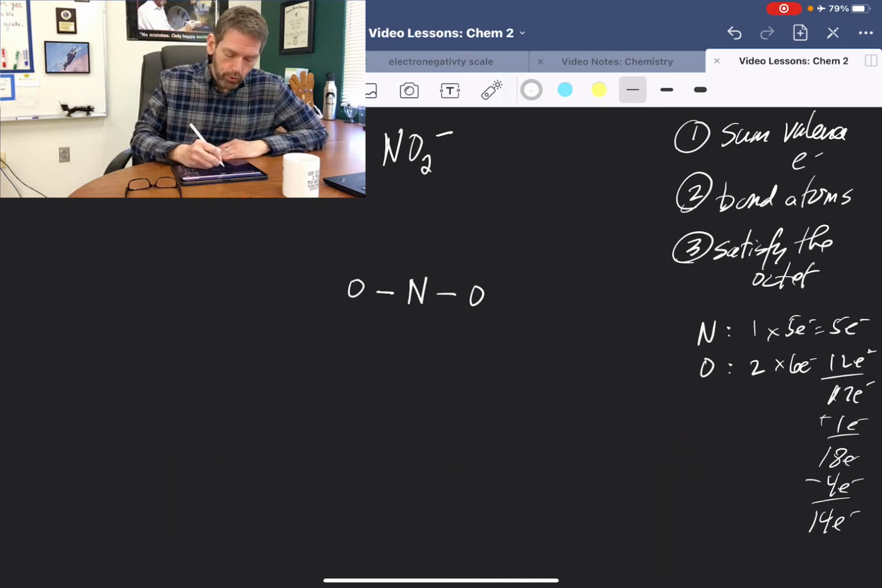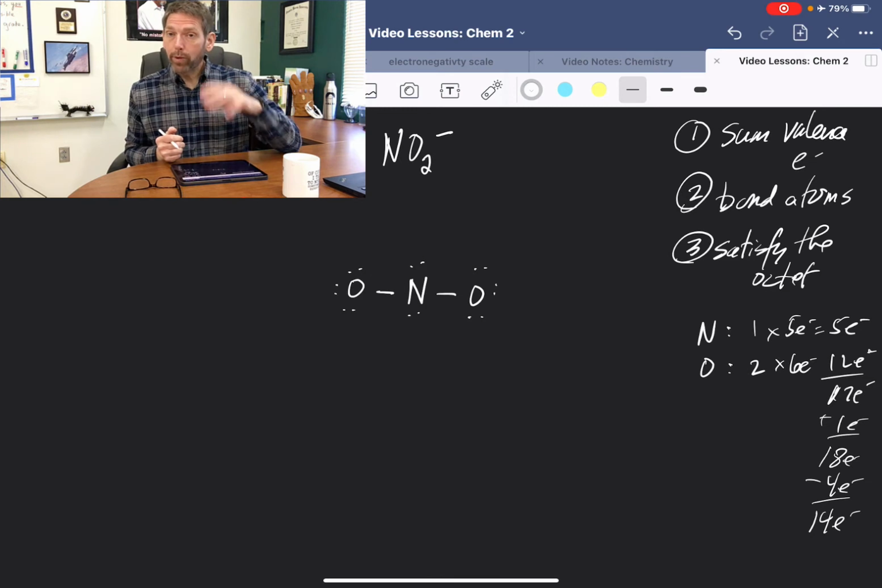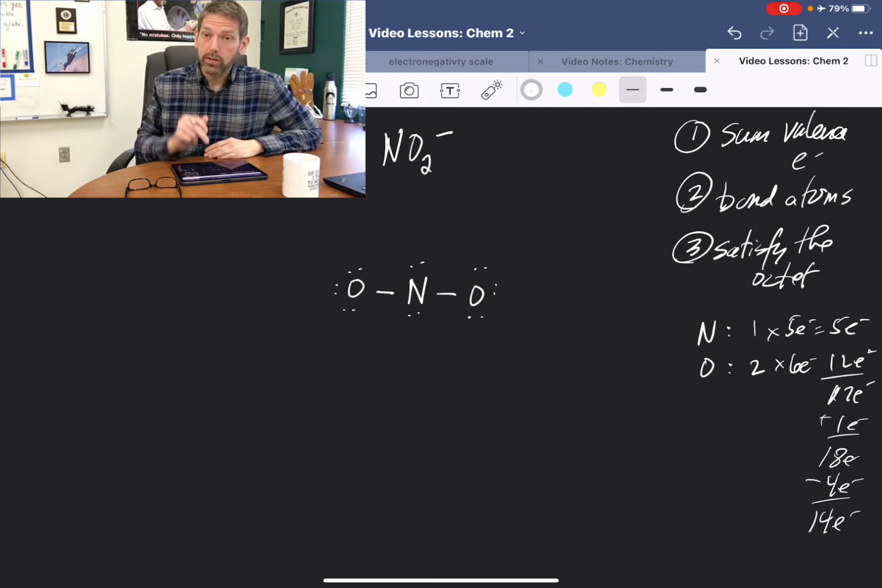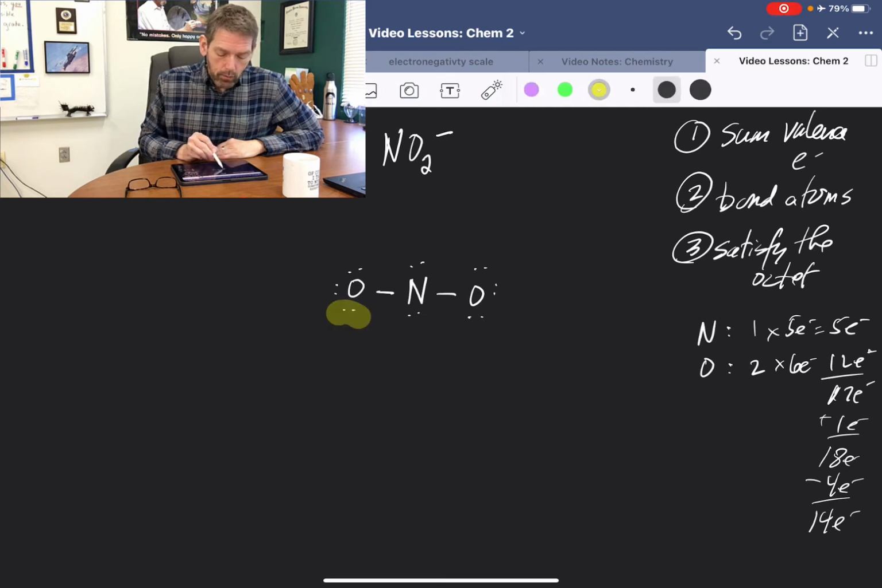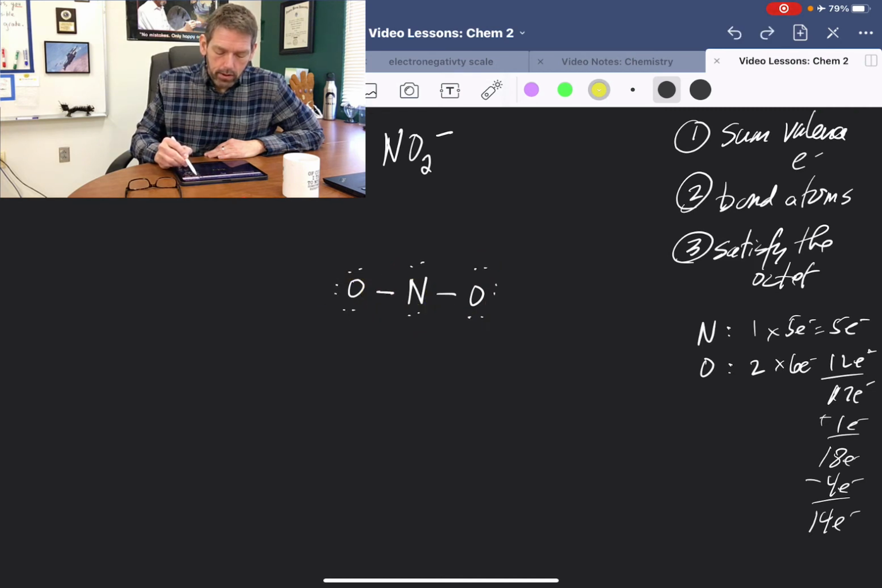Follow rule 2, that means we would bond, we would add lone pairs, following rule 3 now, until we satisfy the octet rule. We can see that the octet rule is satisfied for all 3 atoms. But now let's see what we've got. 2, 4, 6, 8, 10, 12, 14, 16, 18, 20. It's not going to work. So, once again, too many electrons, need more bonds.